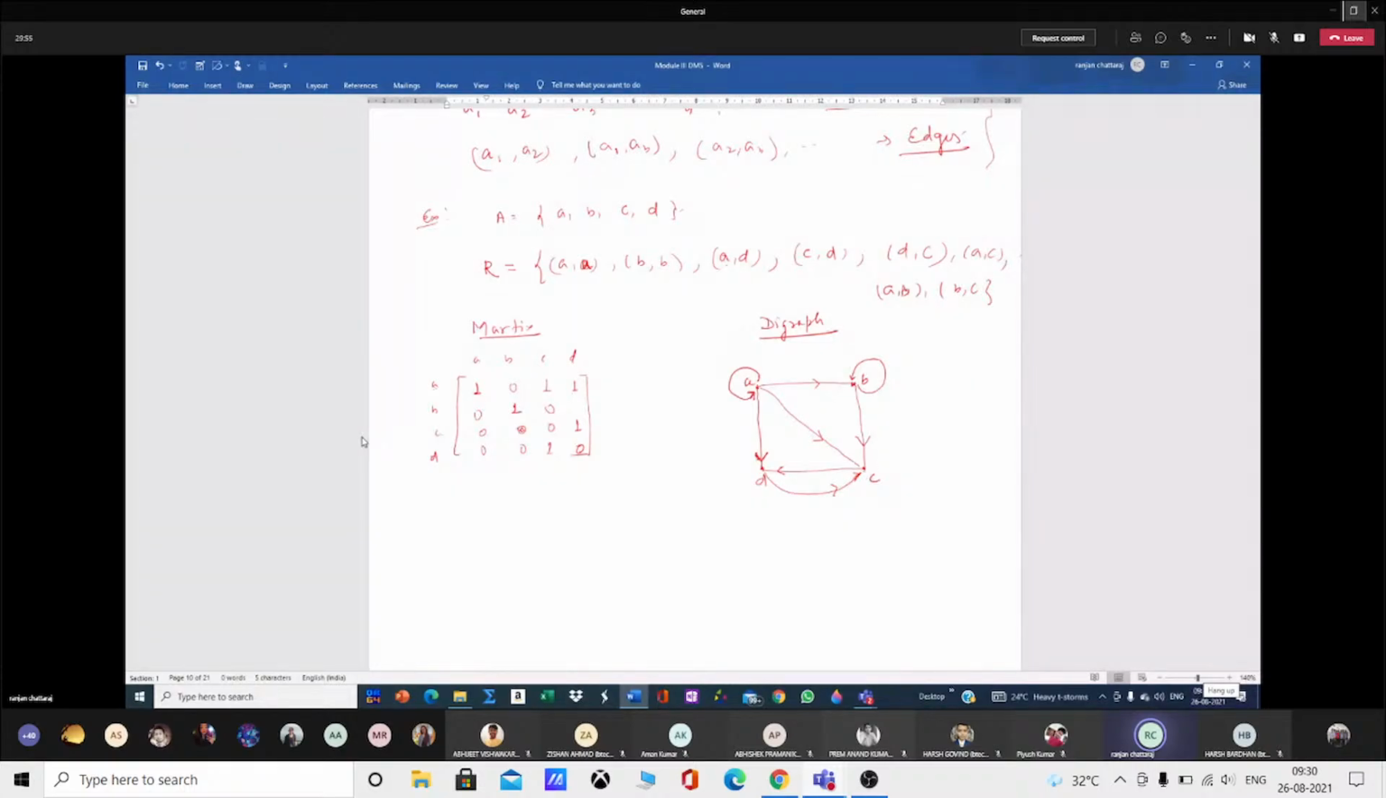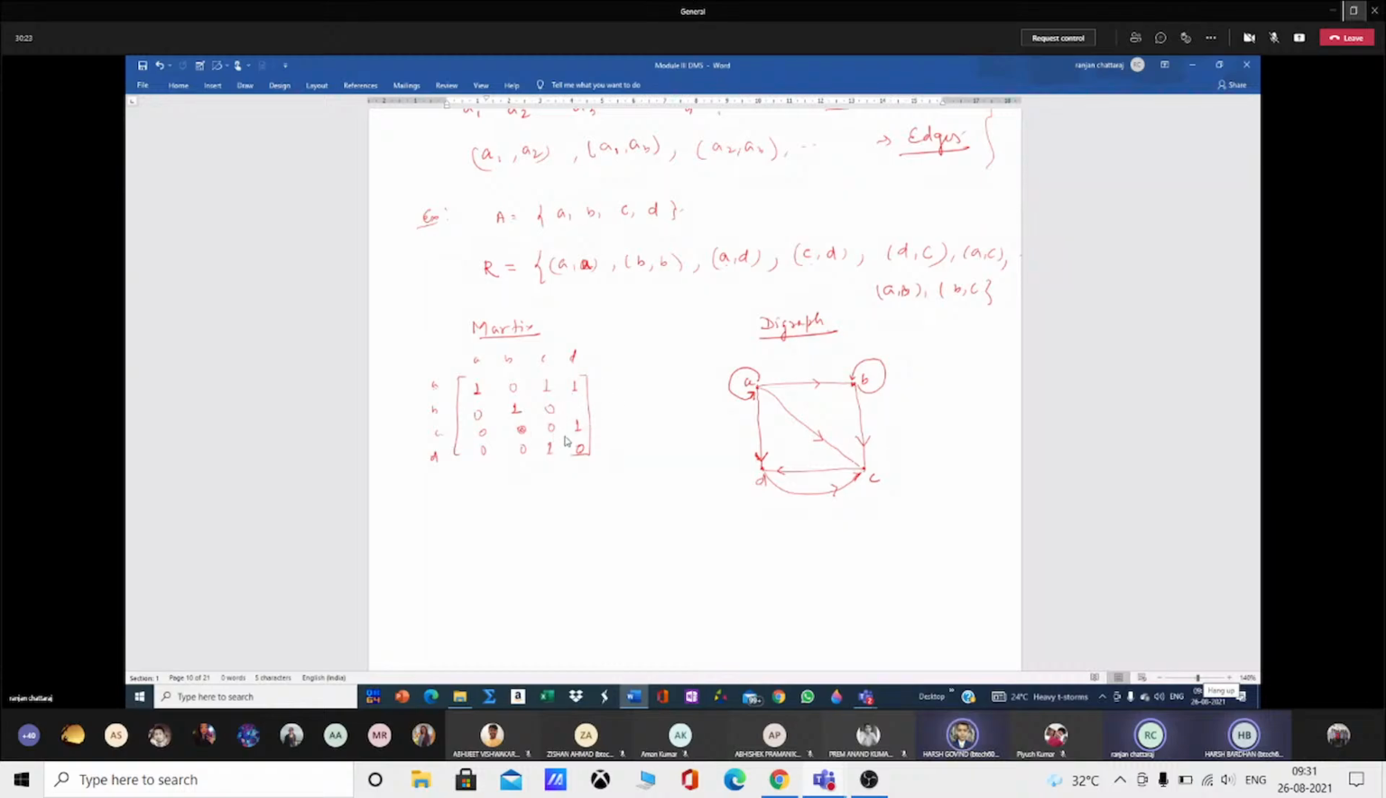Now, is it symmetric? First, reflexive: what is the condition? Reflexive, if each node has a loop. If each node has a loop, then we say that it is reflexive. Is it symmetric? From this graph, tell me whether it is symmetric.